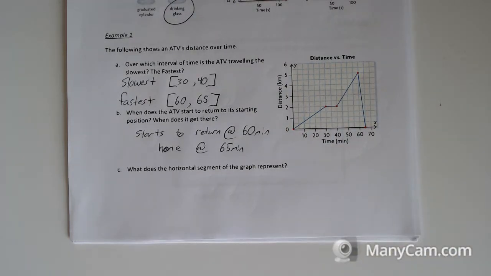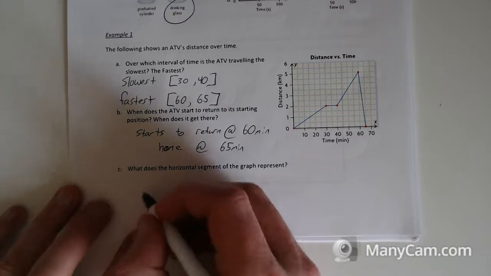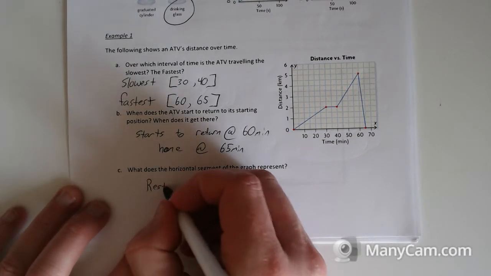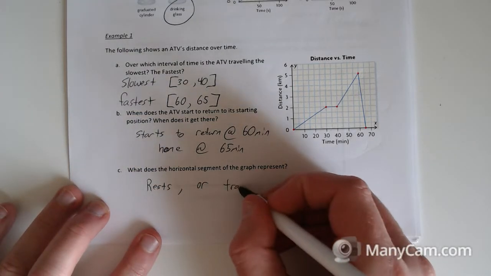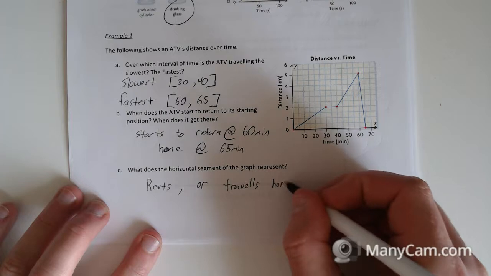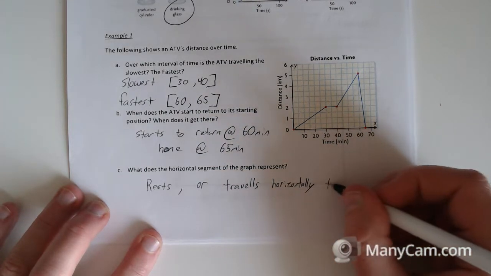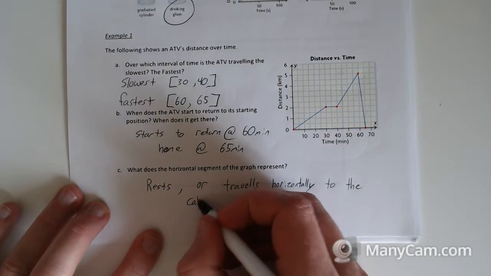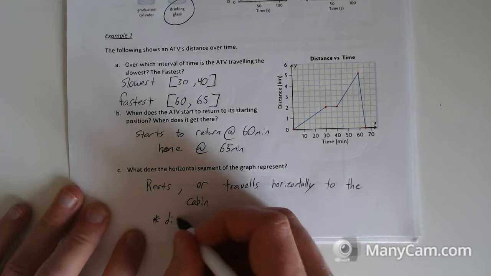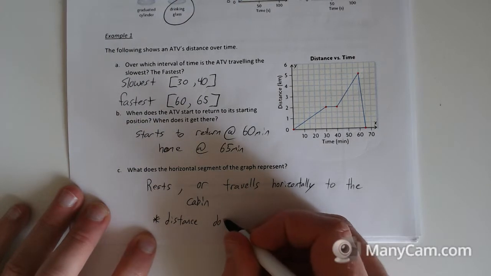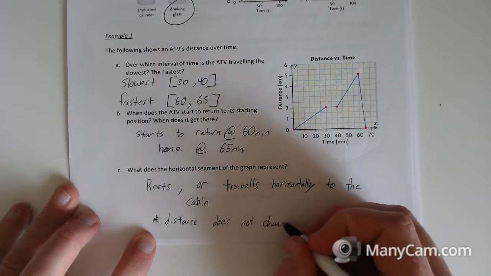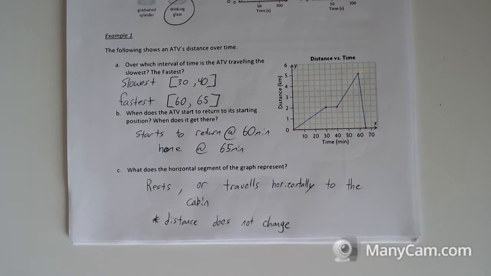What does the horizontal segment of the graph represent? So what's actually going on here? He rests, or travels horizontally to the cabin. His distance does not change. So we can't actually perfectly tell what's happening at that point. All we know is he's not getting closer to the cabin and he's not getting further away from the cabin. So he could be traveling parallel to it, or he could be stopping and just resting. One of those two things.